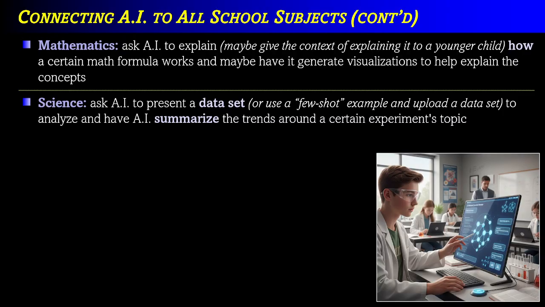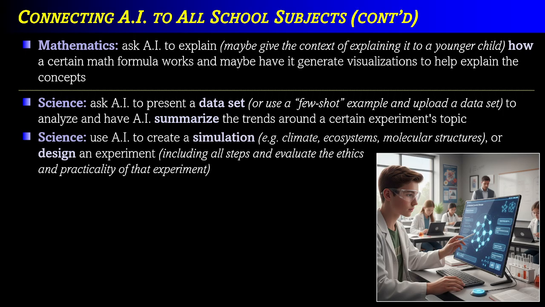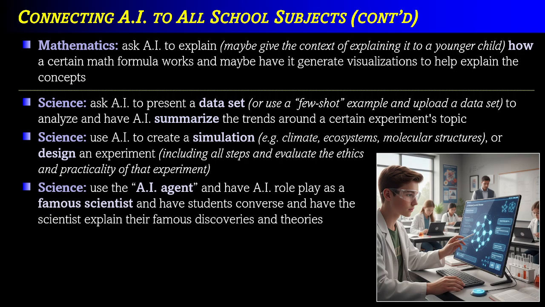We could ask AI to present a data set, or use a few shot example and upload a data set to have the AI analyze it, have AI summarize trends around a certain experiment's topic. You could use AI to create simulations, for example, a climate or an ecosystem or a molecular structure simulation, or even design an experiment, including all the steps, evaluating ethics and the practicality of that experiment for students.